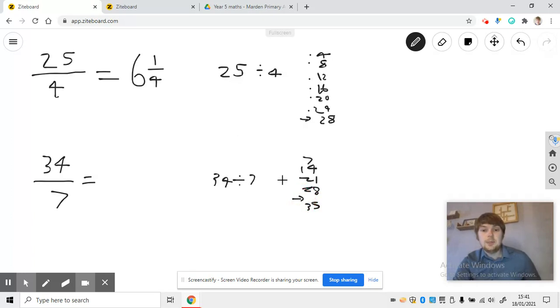So my whole number is 1, 2, 3, 4. Because 4 7's go into 34 without going over. And then I look at my difference between 28 and 34. That's going to be my remainder. And in this case, that is a 6. But this time, because I've gone with my numerator first, I just need to remember that my denominator is going to be the same in this question, so the answer is 4 and 6 sevenths.